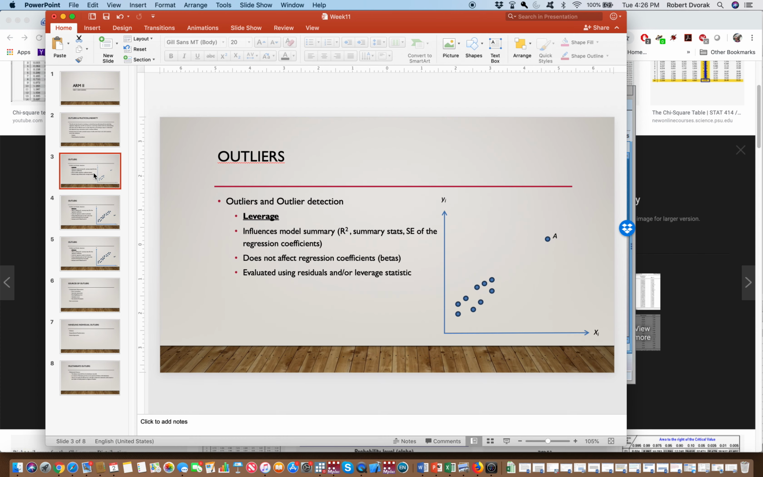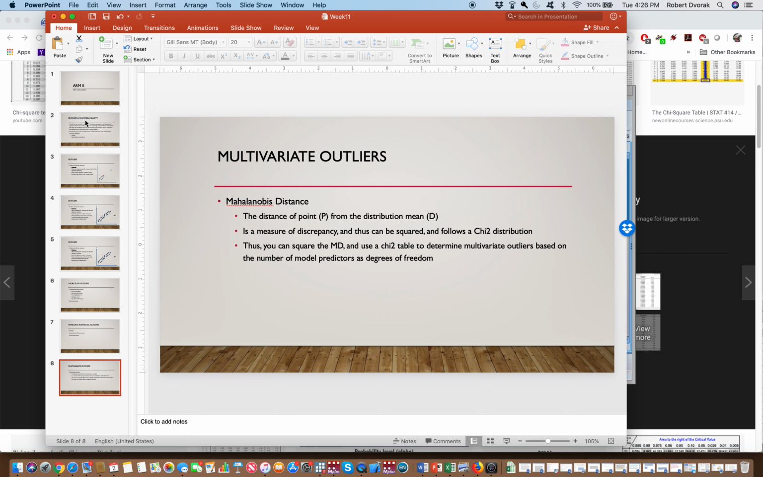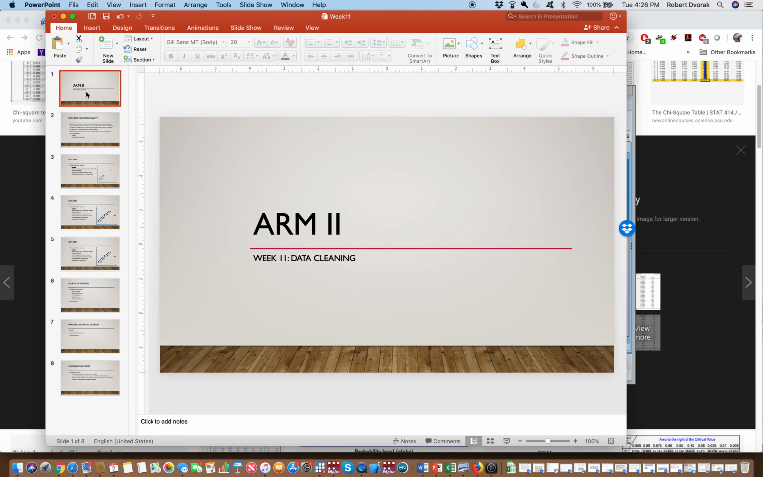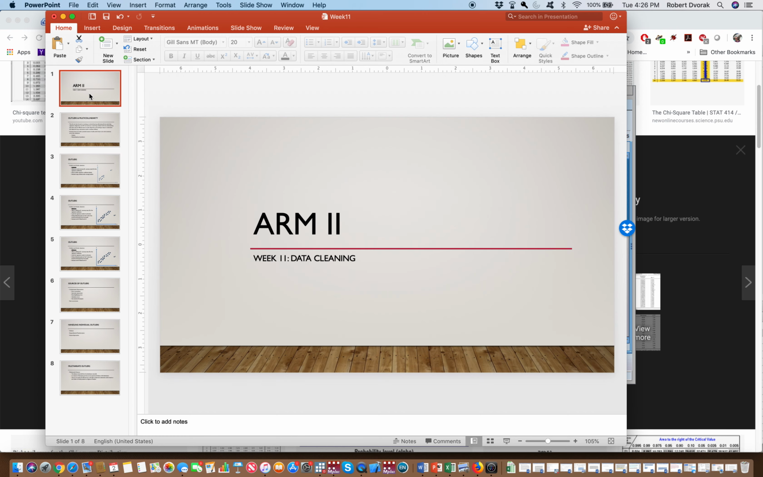Coupled with the regression diagnostics that we've done before, I believe you guys are set to do full-on data cleaning that looks at multivariate problems as well as outlier analysis. That is it, and I will see you guys in class this week.